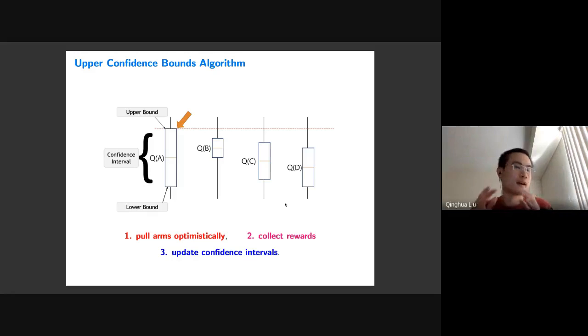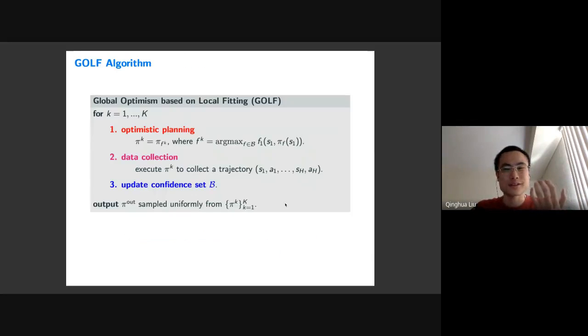And we know this very simple three-step scheme works pretty well in the multi-armed bandit setting. It can give us nearly optimal regret and sample complexity guarantees. But it turns out this simple scheme still works pretty well in the much more complicated setting with function approximation. So let me introduce our algorithm, GOLF.